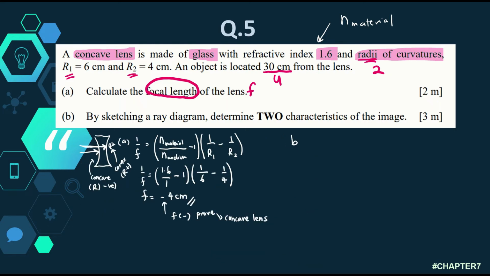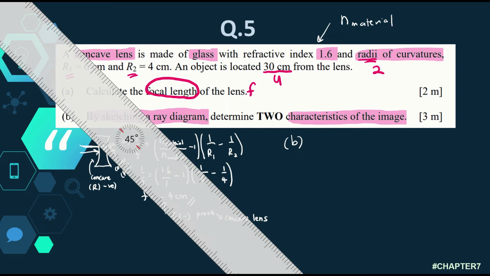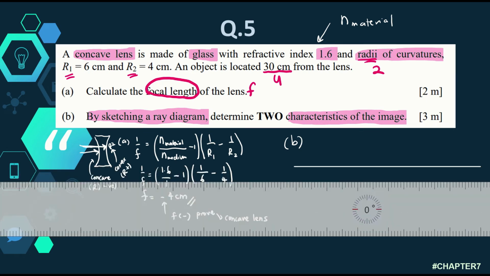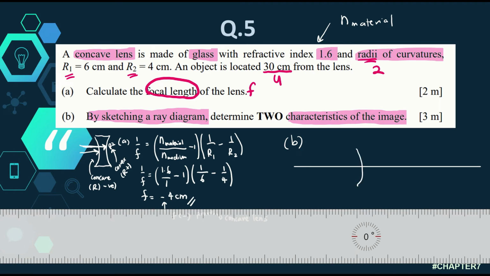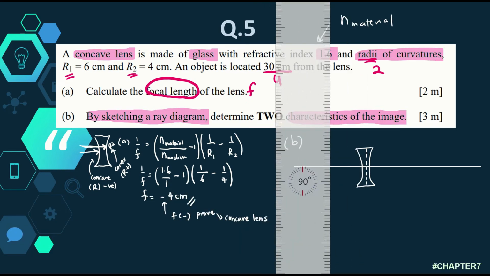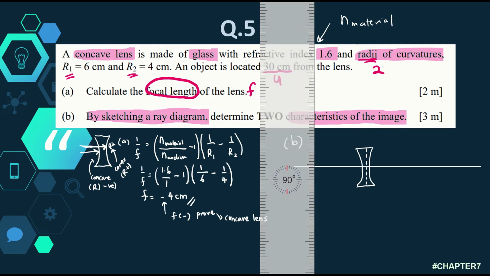For part B, we want to get two characteristics of the image by sketching the ray diagram. For this question, we need to do the drawing, so you should have your ruler. As usual, we draw our principal axis as the first step. Then we draw our concave lens, the line at the middle of the lens. You can draw it properly, better than mine.